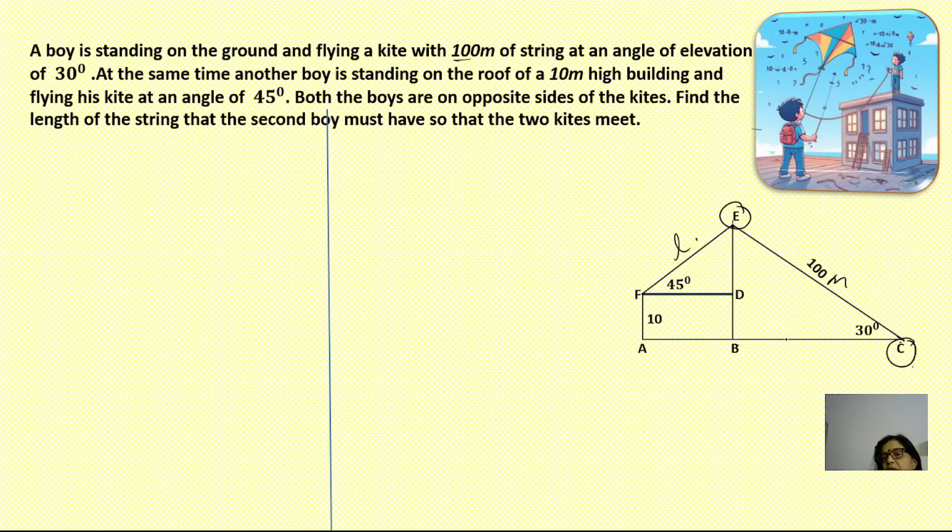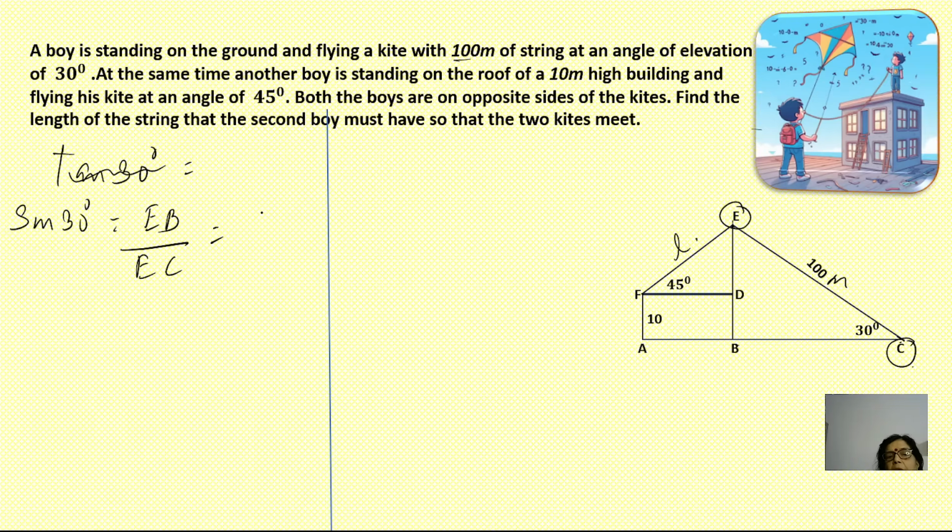Now if we take the first triangle ECB, right angle triangle, from there we get tan 30 degree. Tan 30 degree is equal to EB, we'll take over here instead of, because this is given as 100 meter, we will not take tan 30, there is no need of the base calculation over here. So we'll take here sine 30 degree. Sine 30 degree is equal to EB upon EC, that is equal to EB by 100. So EB comes as, sine 30 is half, so EB comes as 50 meters. This height comes as 50 meters total.